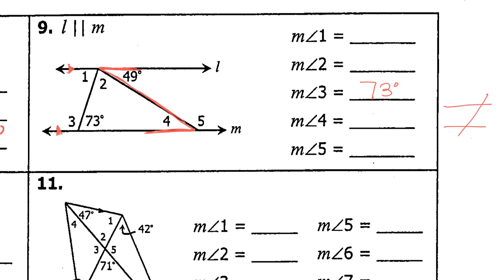I also have another Z that's flipped, so therefore angle 4 is 49 degrees. And 4 and 5 make a linear pair, so if I do 180 take away 49, I get 131. Same thing to find angle 3. I know that 73 and angle 3 make 180, so angle 3 is 107. And I realized that I put 73 in the wrong spot, so I'm going to go ahead and fix that.